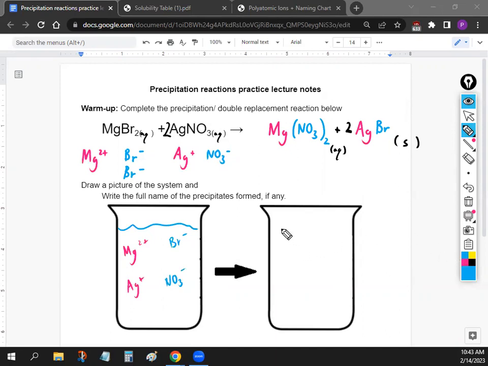All right, but then on the right side, when you combine those two compounds together, one of them is going to stay separated. So Mg2+ and NO3-, they're going to stay as their ions because they're dissolved in water. But this compound right here, AgBr, since it's a solid, it's just going to hang out on the bottom as a solid. So something like that for your picture should work fine.